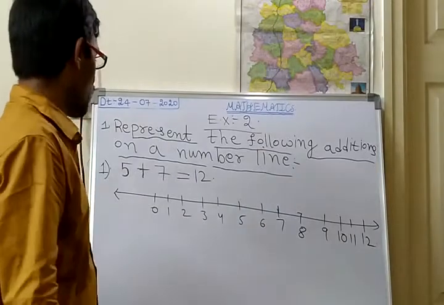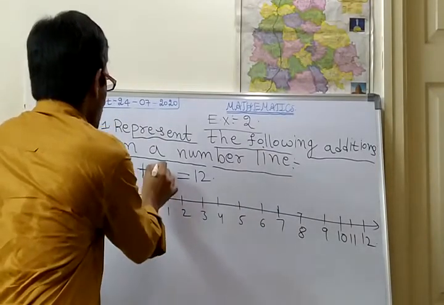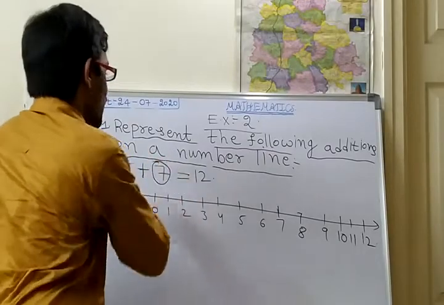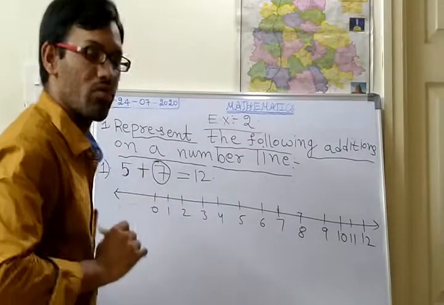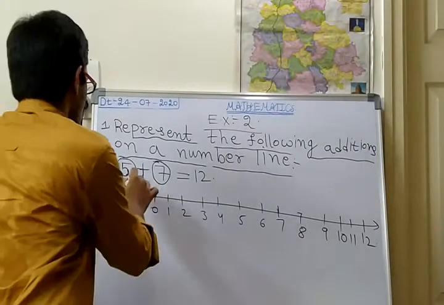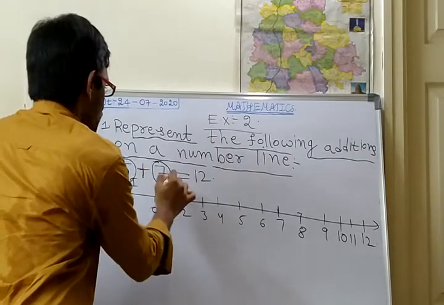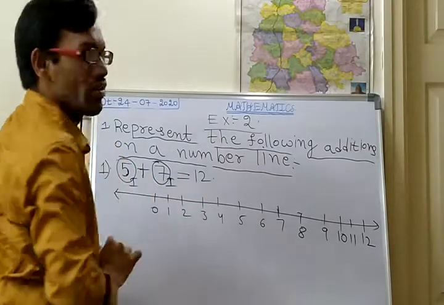So here what we have to do? We have to add a positive integer, that is 7, to the 5. These 2 are positive integers only. A positive integer is added to the positive integer only.